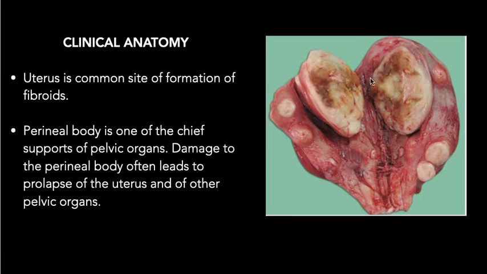Now, the uterus is a common site for fibroids. You can see the multiple fibroids studded inside the uterus. The perineal body is one of the chief supports of the pelvic organs. Damage to this leads to prolapse of the uterus and prolapse of other pelvic organs as well.